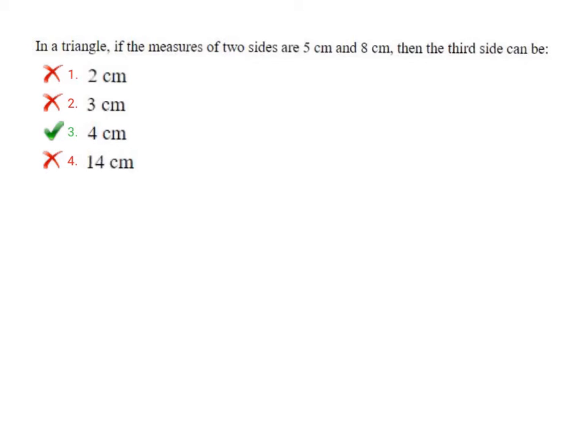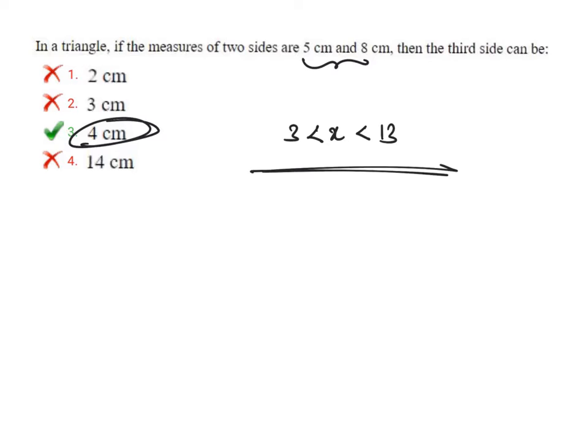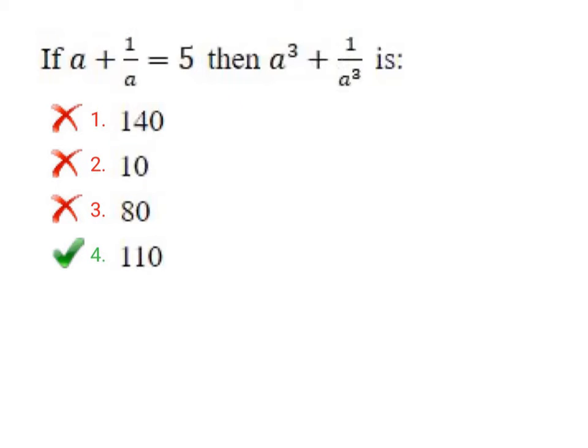Next, in a triangle, the measure of two sides is 5 and 8. The third side is always greater than the difference. The difference between 5 and 8 is 3, and it is less than the sum, that is 13. It is always in between 3 and 13. There is only one option which is in between 3 and 13. That's 4.